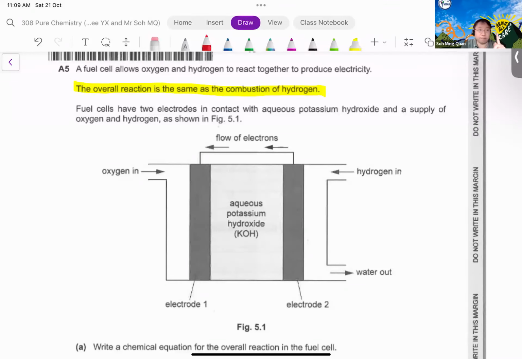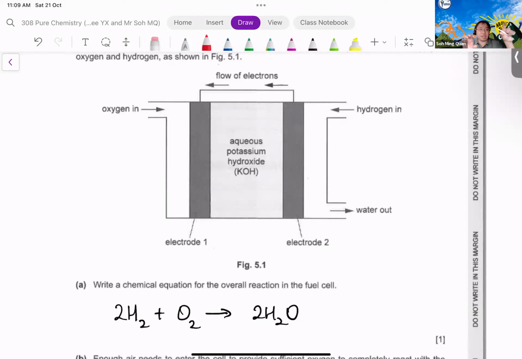Now, even if the question didn't say that, you need to know that. You are expected to know that a fuel cell uses the same overall reaction as combustion, meaning the overall reaction just is combustion. This plus O2 gives you that. That's it. All right, it's always like that. It need not be hydrogen. It could have even been other things. It could have been, let's say, ethanol. There are some fuel cells which make use of ethanol as the fuel. So you need to know it's always combustion, combustion, combustion. All right, in a fuel cell.